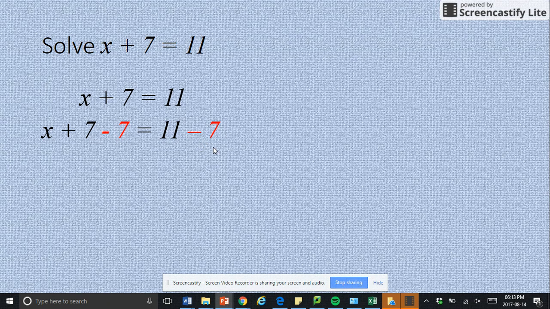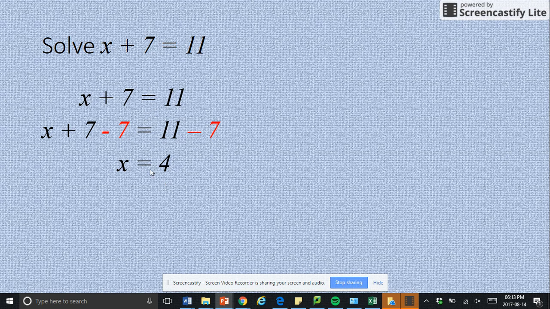So what you do to the left, you do to the right. Okay, so therefore, that crosses out the plus 7 and the take 7. You've now just got x, which is what you wanted. And then you go 11 take 7 equals 4. All right, so you wanted to get rid of that 7. You put the opposite of it there, the opposite of it there. Those two cross each other out, and you do your answer.